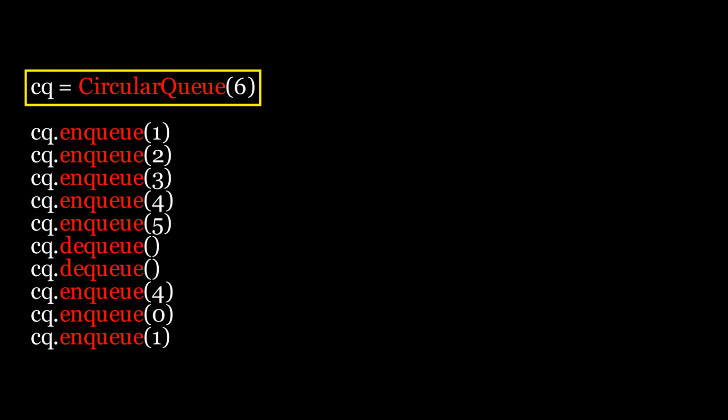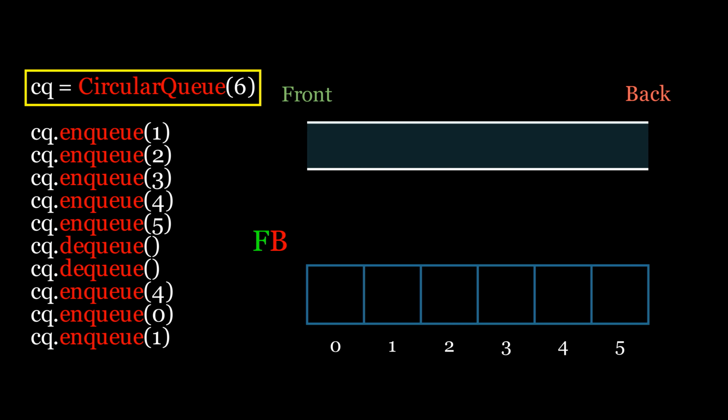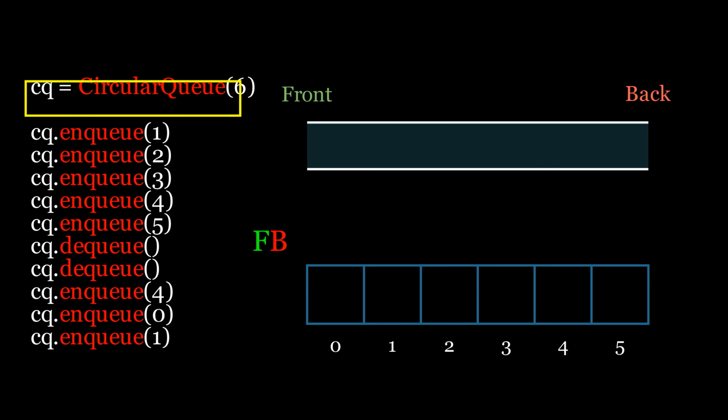Creating an object with that circular queue class will initialize an array along with the pointers as shown below, and the abstract representation of the queue is, as usual, above. The operations will go like this.